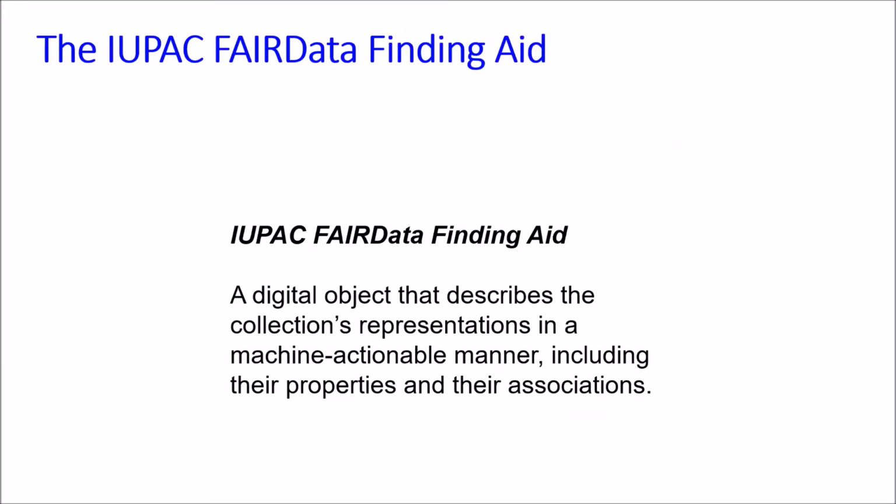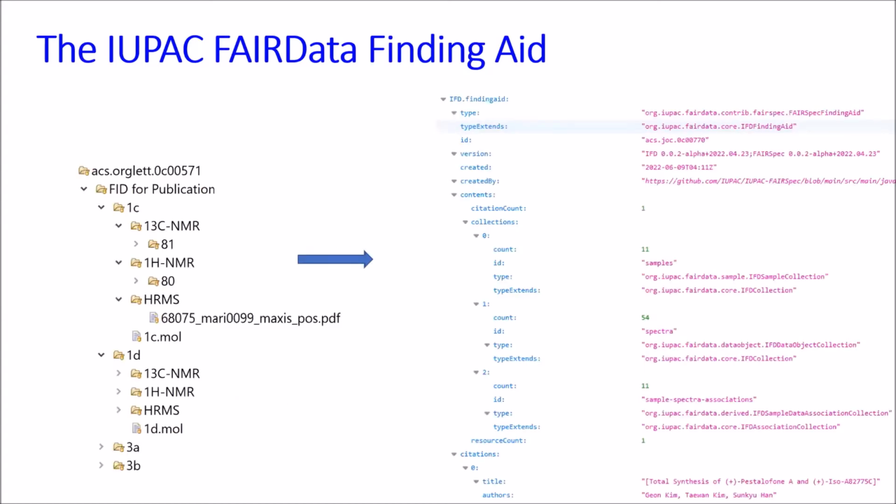And this is a digital object that describes the collection's representations in a machine actionable manner, including the properties and associations. And what you're going to see here is nothing. There's no ontology because we're not there yet. So one of the reasons I'm here is to find out how we can get there, or if we need to get there. And I'm learning things all the time here these days. But in any case, right now, it looks like this.